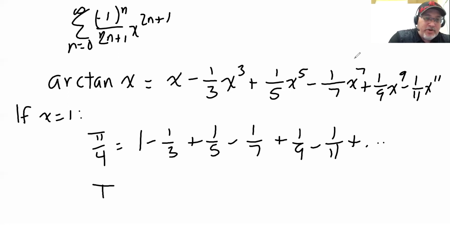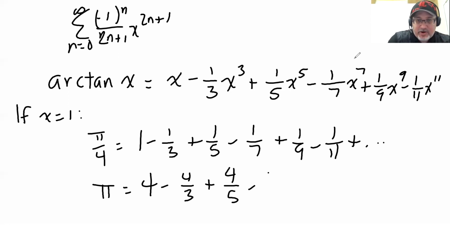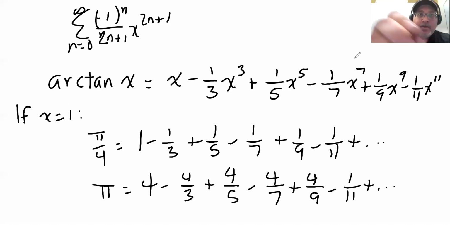In fact, if you wanted to multiply both sides by 4, you could say that this is an approximation of pi. And you would be right. Yay, math.